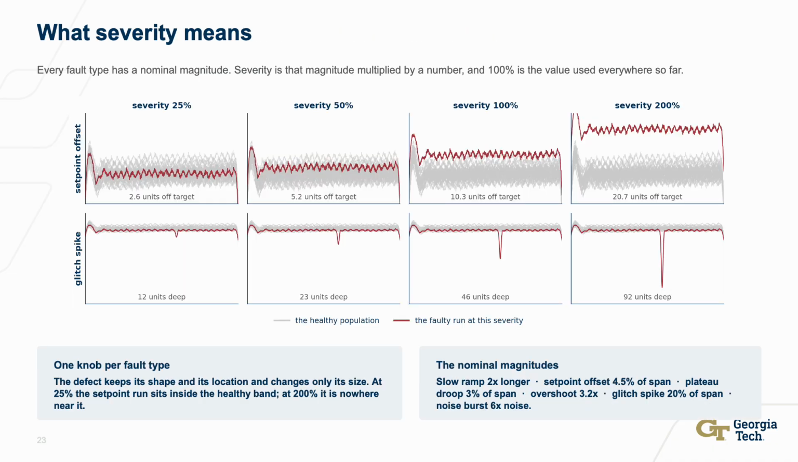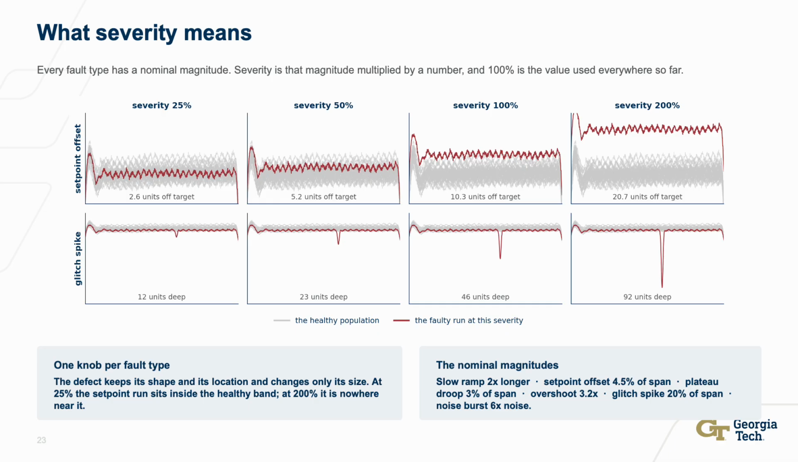The next slide sweeps something called severity, so define it first. Every fault type in this lecture has a nominal magnitude fixed when the fault library was written. A set point offset moves the plateau by 4.5%. A glitch spike is a 20% of span dip. A slow ramp takes twice as long. Those are the values used on every slide up to this point. Severity is a multiplier on that magnitude and nothing else changes. The defect keeps the same shape, the same place in the run, only its size moves.